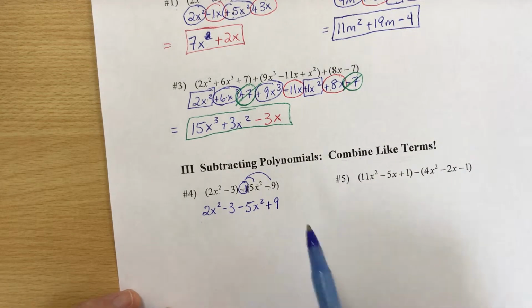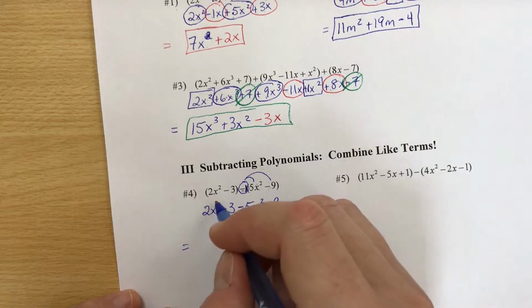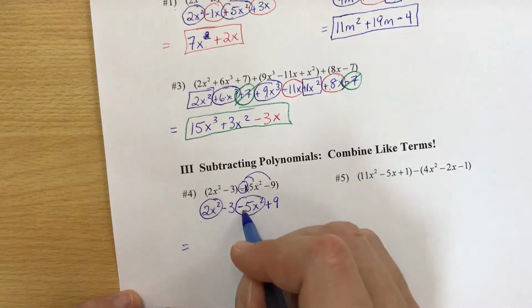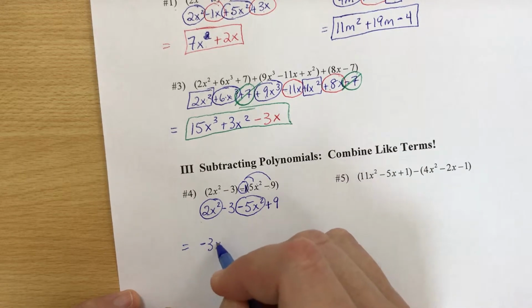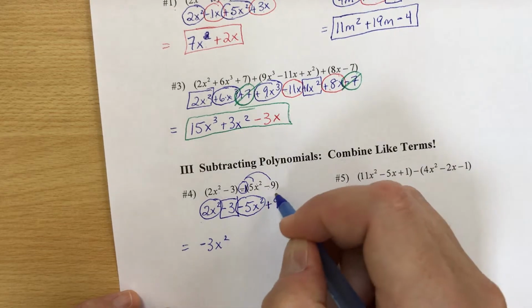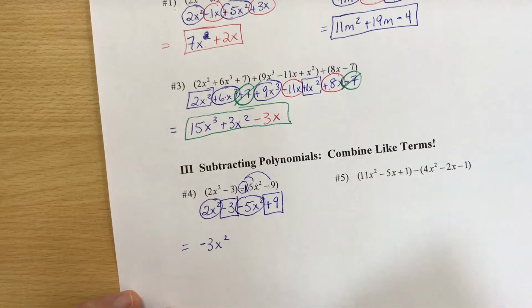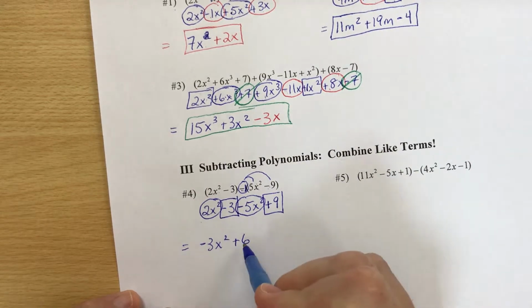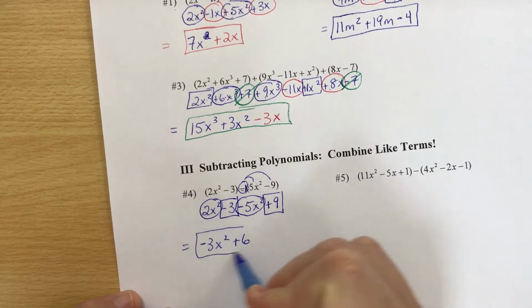Now that the parentheses are gone, let's combine like terms. So we have 2x squared minus 5x squared. 2 minus 5 is negative 3x squared. And then we have negative 3 plus 9, which is positive 6. So I write plus 6. Those are not like terms, so we're done.